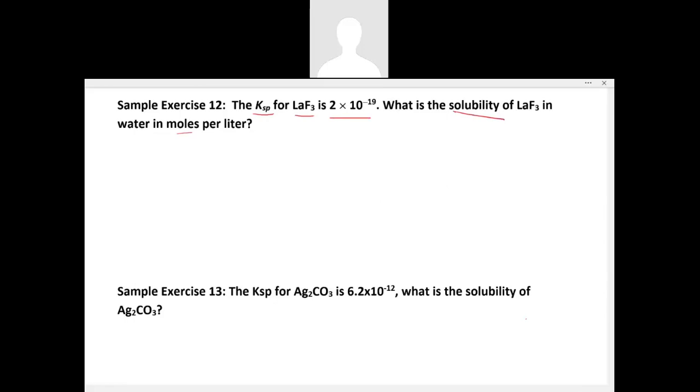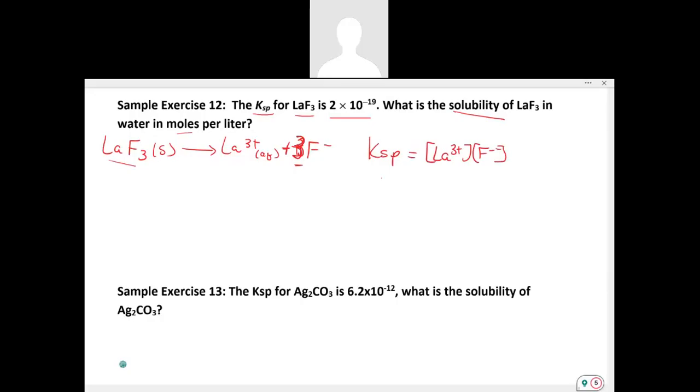All right, so how can we set this up? With these problems, it's usually a good idea to just draw out the solid dissociation. When we add this to water, we're going to get some lanthanide. I know these are going to be 3+ ions because of the fluoride always being -1. We're going to get 3 moles of fluoride ions for every 1 mole of the compound that we begin with. So our KSP expression then is going to be our concentration of La3+ times our fluoride ion concentration cubed.